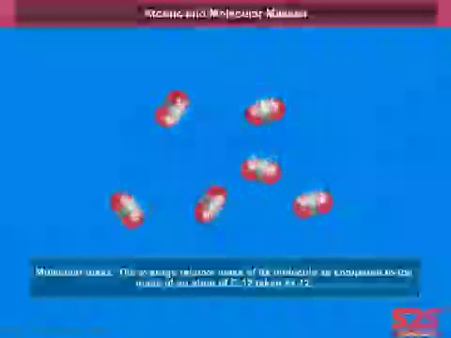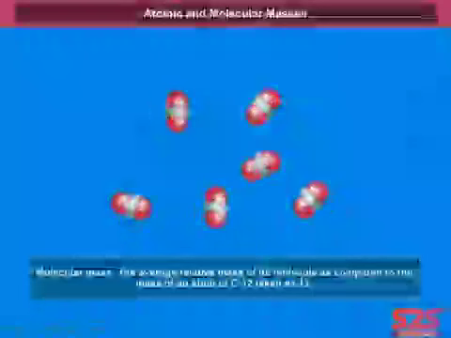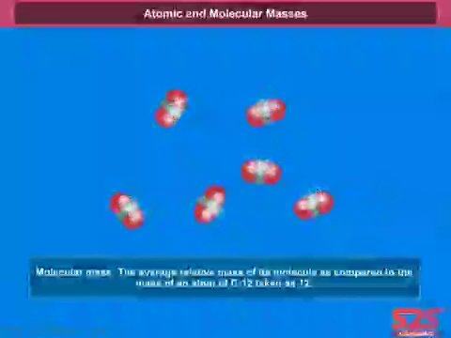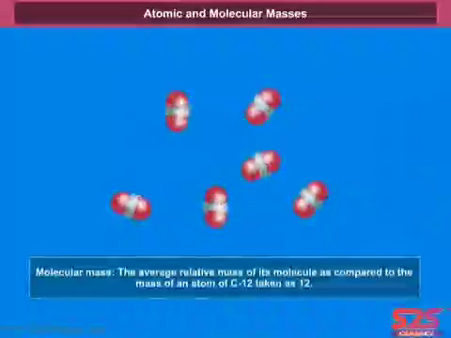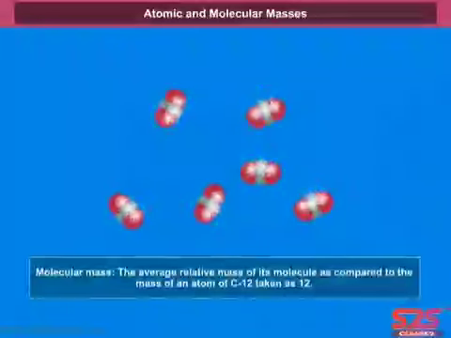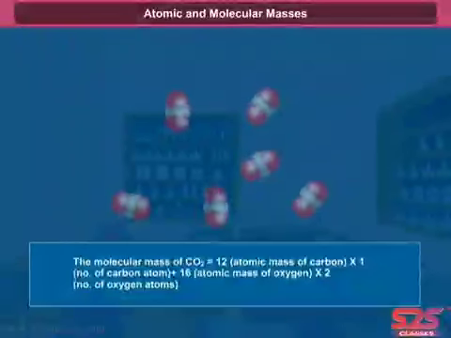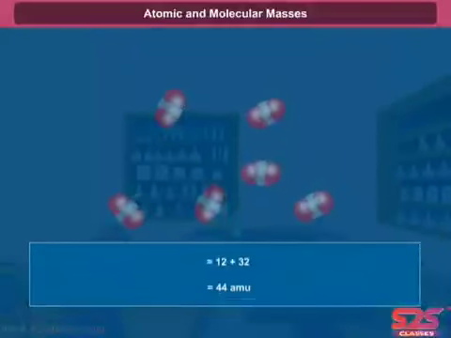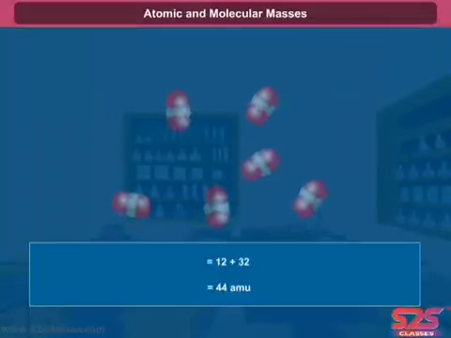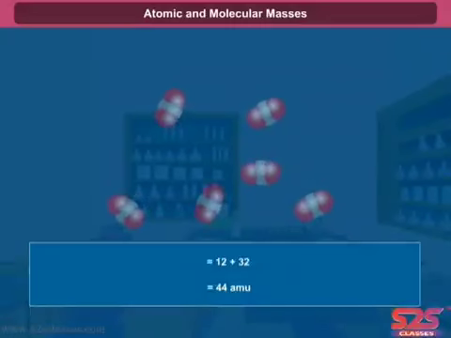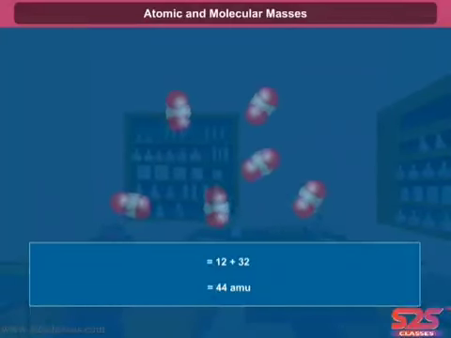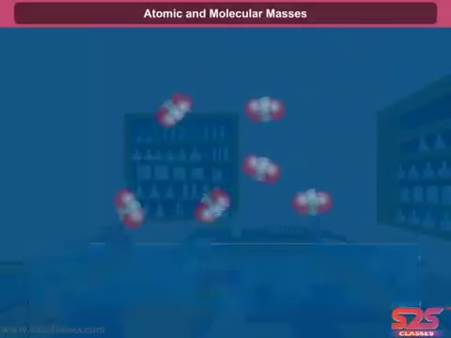Molecular mass of a substance is defined as the average relative mass of its molecule as compared to the mass of an atom of C-12 taken as 12. For example, the molecular mass of CO2 is 44 AMU. It is obtained by adding the atomic masses of all the atoms present in one molecule.